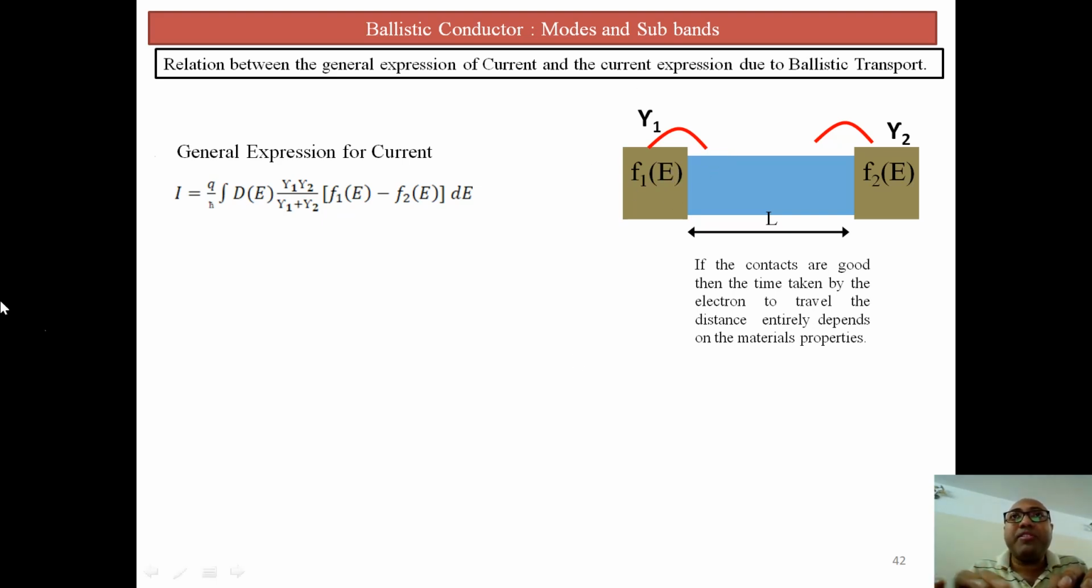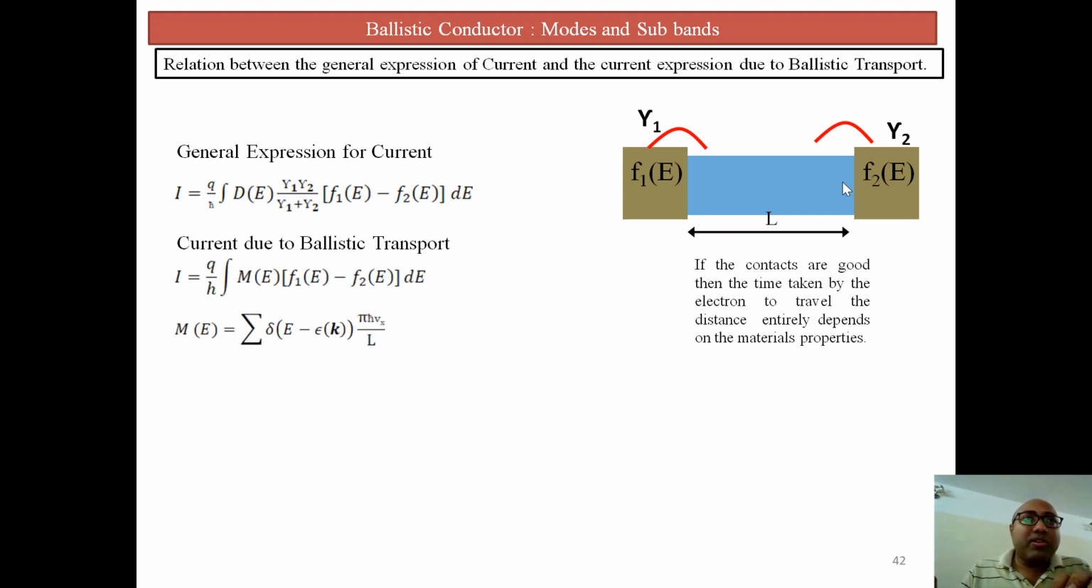Because if you have a bad contact, you have a lot of barrier height, it may not be so easy for the electron to get out. But in this example, I just assume I have a very nice ohmic contact. I have a nice contact. Now, the current due to ballistic transport.